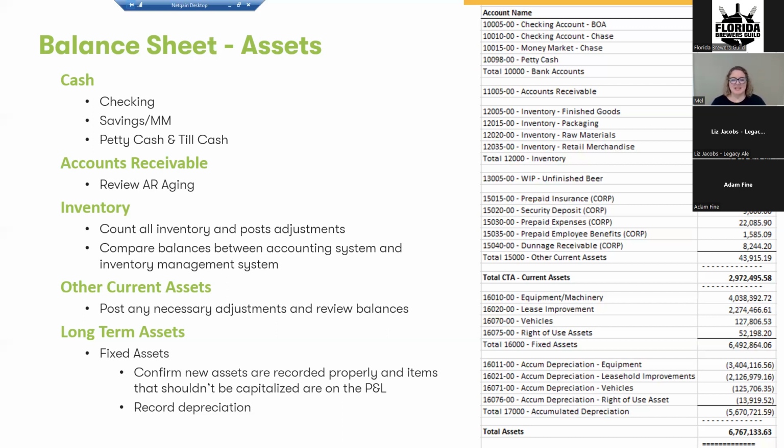So basically, as far as your process, you're going to go down every single account of your balance sheet and perform a reconciliation. That means something a little bit different for each account. So we'll start with assets. With your cash accounts, so your checking, savings, money market accounts, petty cash, till cash, you want to make sure you're looking at each one of those cash accounts and also reconciling them to your bank statement.